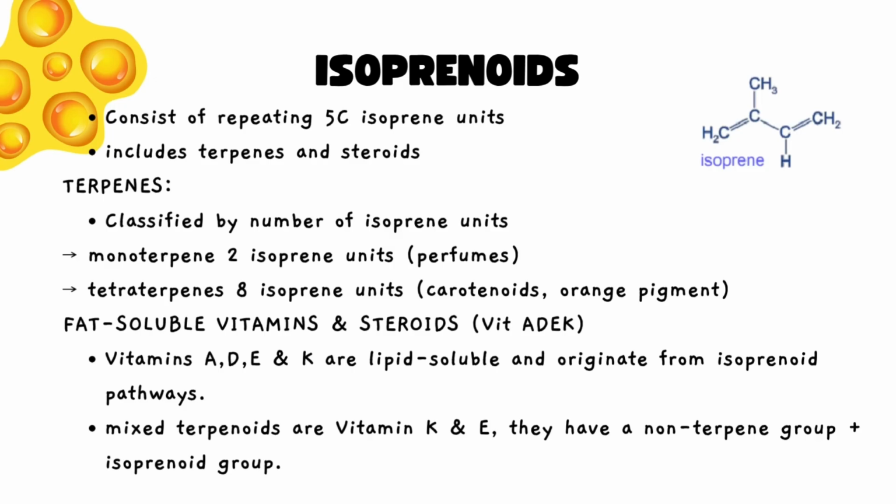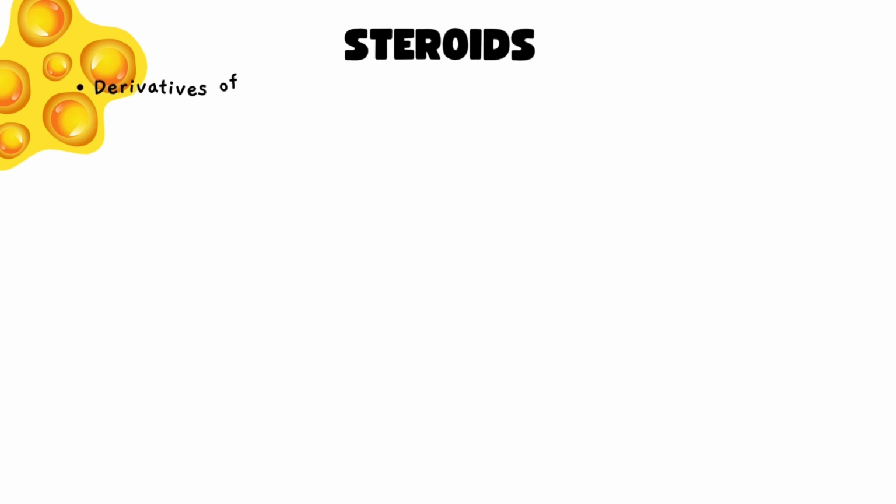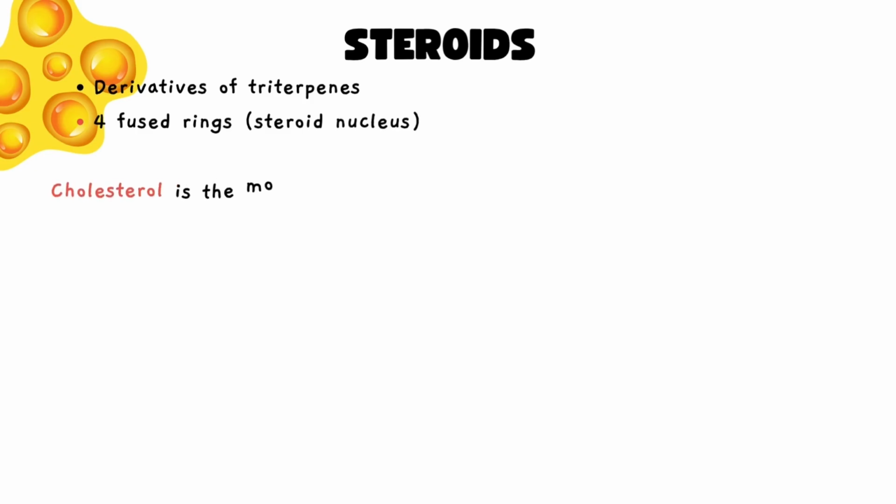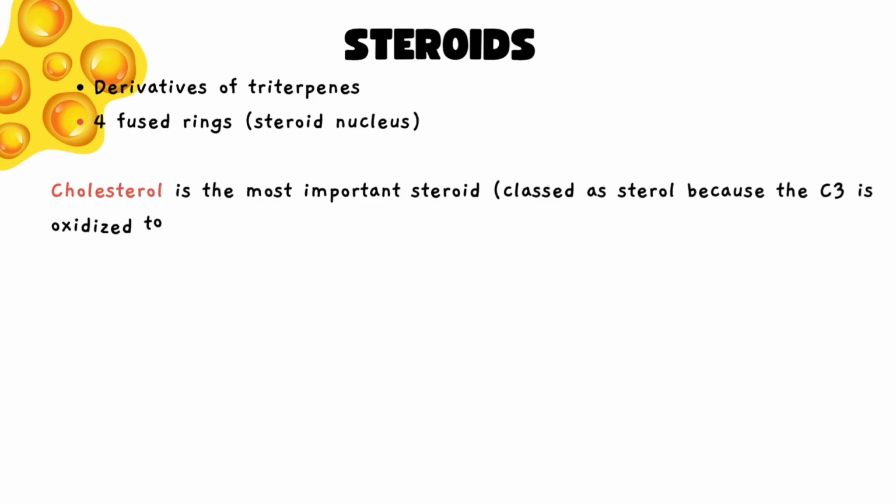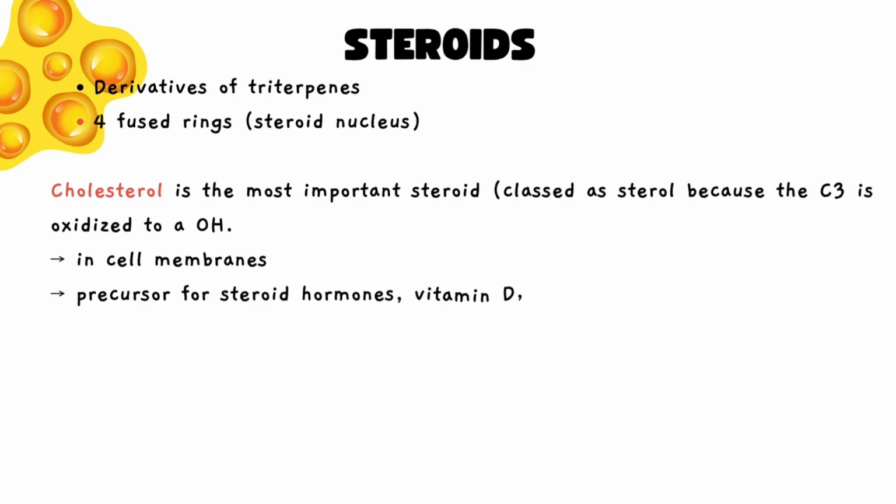Okay, fat-soluble vitamins and steroids. So vitamins A, D, E, and K are lipid-soluble, and they originate from isoprenoid pathways. Mixed terpenoids are vitamin K and E. They have a non-terpene group as well as an isoprenoid group. So finally, for the last lipid group, we have steroids. Steroids are derivatives of triterpenes, and they consist of 4 fused rings, and that's a signature feature of steroid molecules. And it's also called the steroid nucleus because of how standard it is.